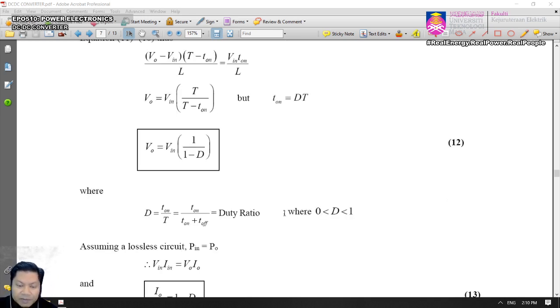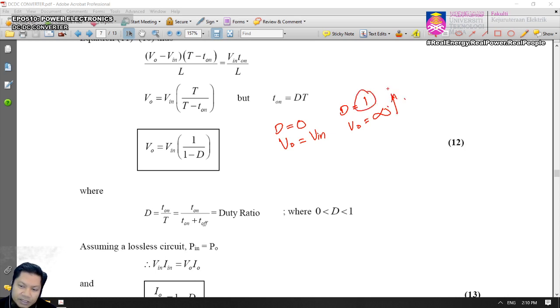So what does it mean? If D equals 0, then V out equals V in. But when D is close to 1, if I put it as 1, then V out will be infinity, isn't it? Because 1 minus 1 will be 0, so a very, very large output.